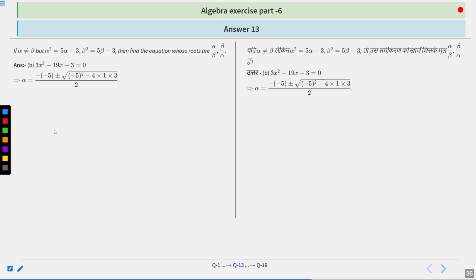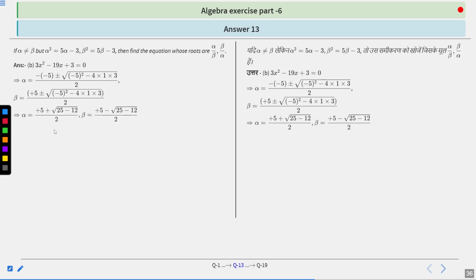So from here, alpha can be equal to 5 plus minus under root of minus 5 square minus 4 into 1 into 3 upon 2. We have used the formula minus b plus minus under root b square minus 4ac upon 2a to find the value of alpha. And similarly, beta is going to be equal to 5 plus minus under root of minus 5 square minus 4 into 1 into 3 upon 2.